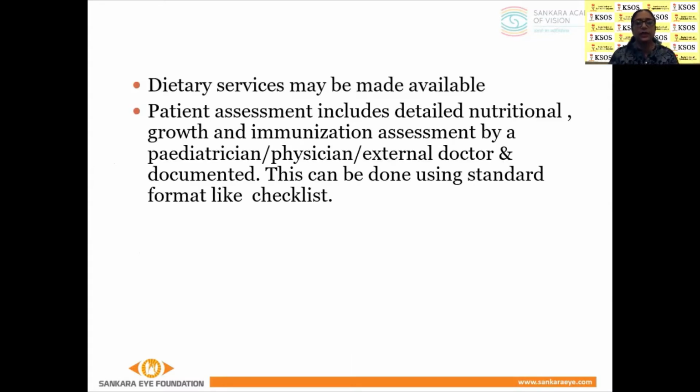Patient assessment includes detailed nutritional, growth and immunization assessment by a pediatrician or a physician or an external doctor, and the same should be documented. This can be done using a standard format like checklists.